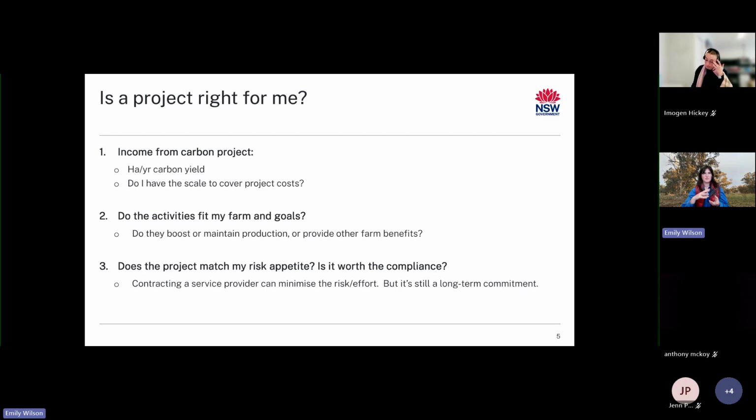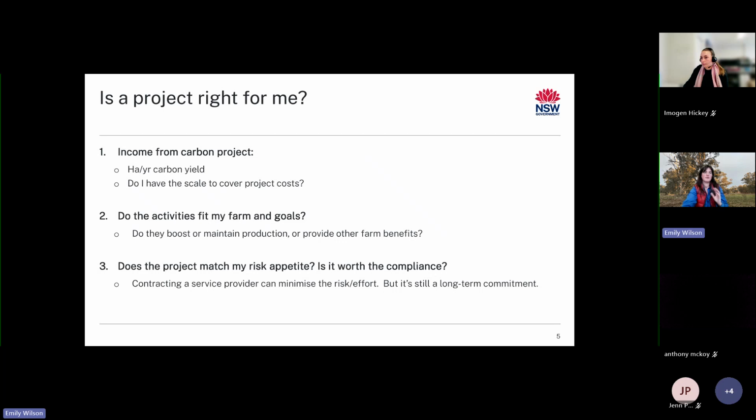So if you've worked out that a project looks like it might stack up financially on your place, then you have to ask, does it actually fit in with my farm, my landscape, my farm goals, my production system? With vegetation, that's a bit of an either or with your ag system, but we know that planting trees and incorporating vegetation in our landscape can have productivity benefits, resilience benefits, and other benefits in our farming system, such as shade and shelter for livestock, water storage on farm, etc.